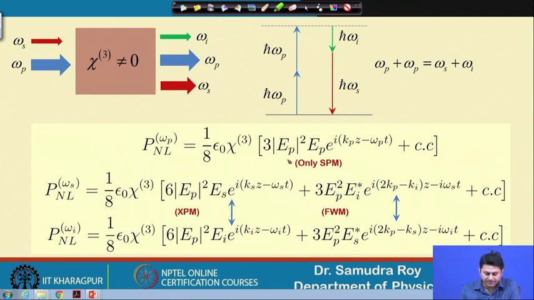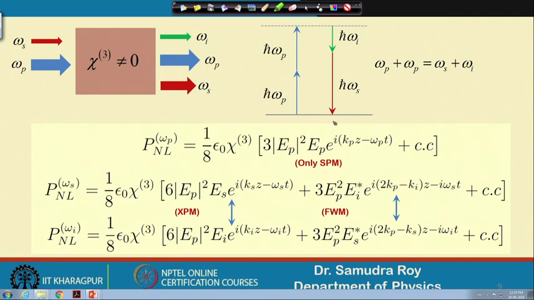So, there will be many terms. The omega p term can be generated in another way also, but I only take the self phase modulation term because pump is very strong. Since pump is very strong, we can consider pump as a constant. So, since it is a constant, I am not going to take any other source term as P nonlinear, and I just consider only the self phase modulation term.